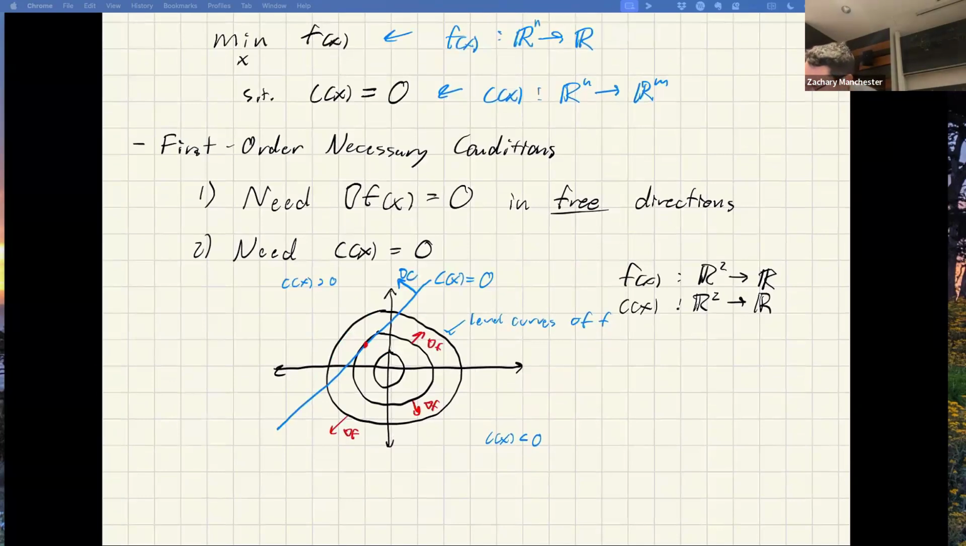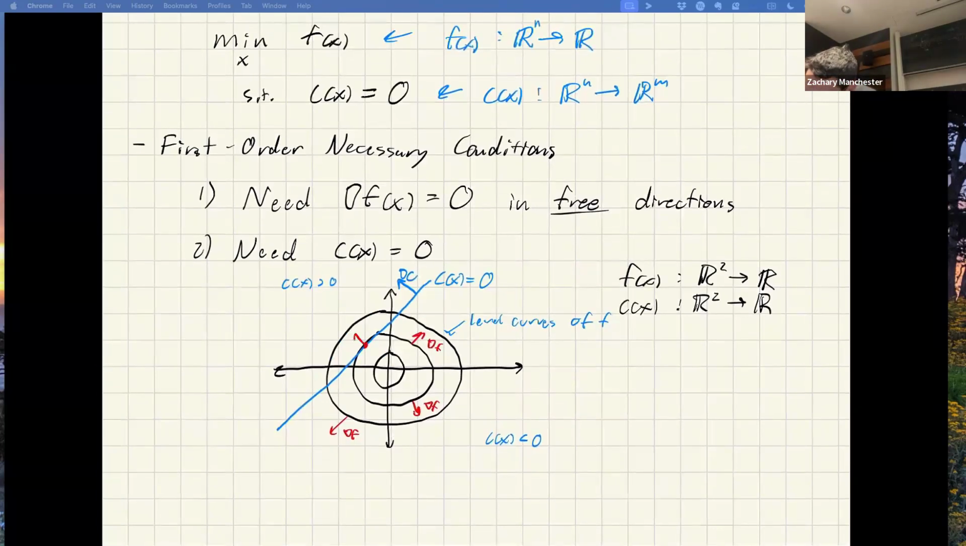So let's draw this here. It's grad f, and grad c, sort of obviously. Sorry, bad gradient symbol. They have to be parallel. They don't have to be the same length, they just have to be parallel.